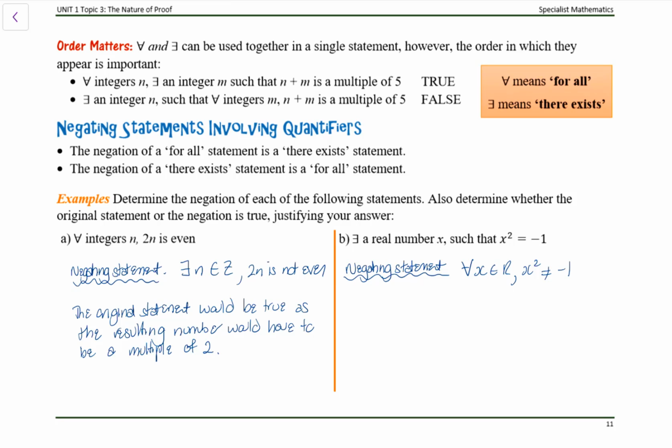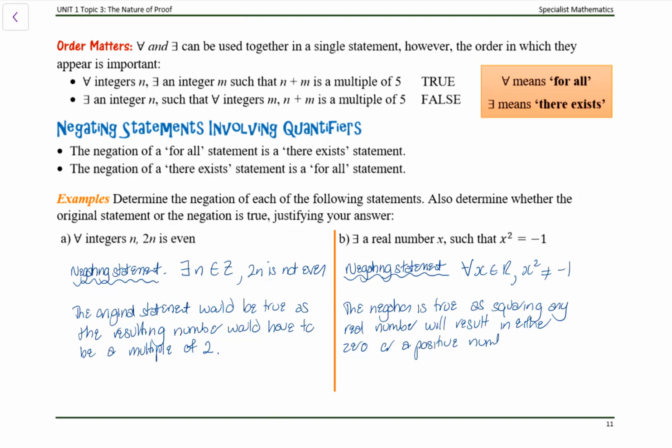The negation is true, as squaring any real number will result in either 0, if the number is 0, or a positive number. It can't be -1.